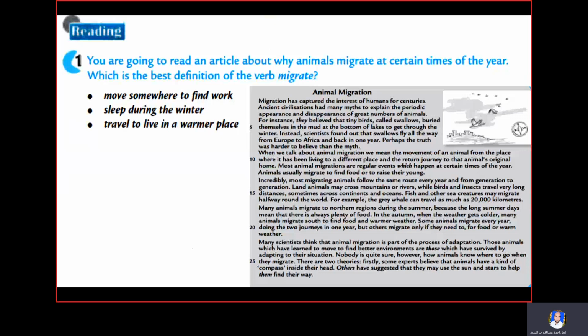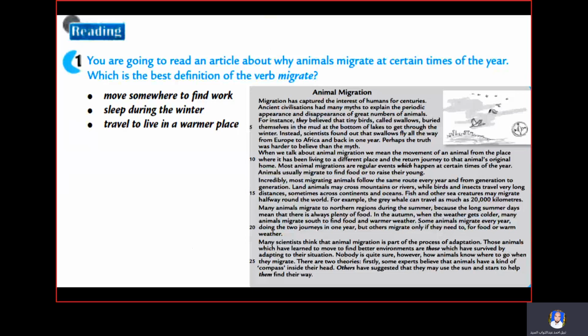Before reading, look at the title. What's the title of the article? Animal migration. Look at the picture. There are some birds which are traveling or migrating from one place to another. And there is a picture of a compass on the right side. How many paragraphs do we have? 1, 2, 3, 4, 5 paragraphs. How many lines do we have? 27 lines.